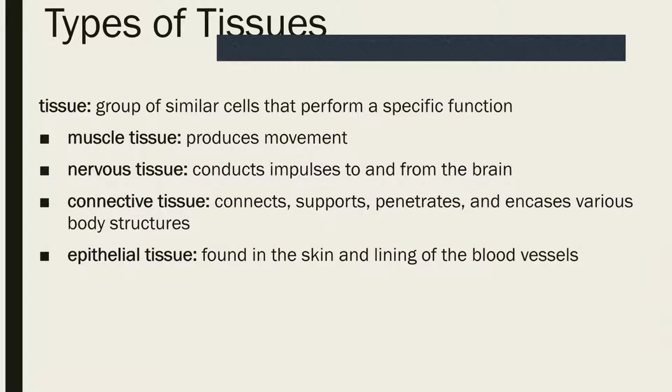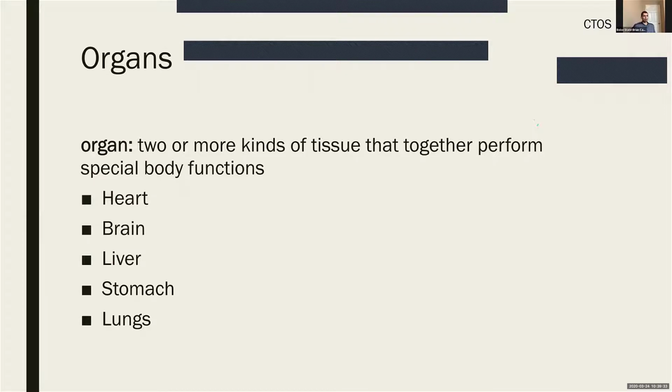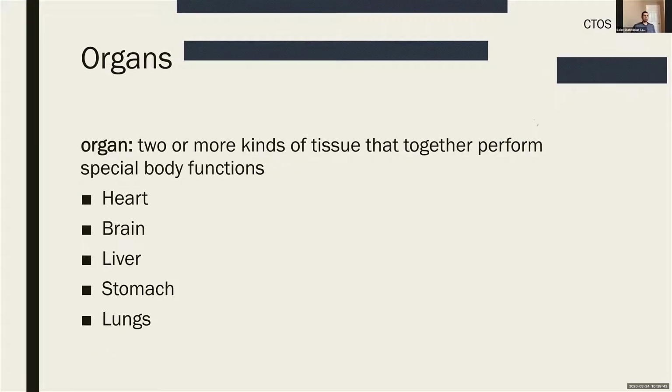So then moving back up through tissues, again, that's a group of cells, as we've discussed before. A couple different types of tissues are listed there: muscle, nervous, connective, and epithelial, along with their descriptions. I'm not going to spend a whole lot of time on that. Then moving past tissues, multiple tissues make up organs. Main organs of the body are listed there. These are the big ones that you would think about: heart, brain, liver, stomach, lungs.